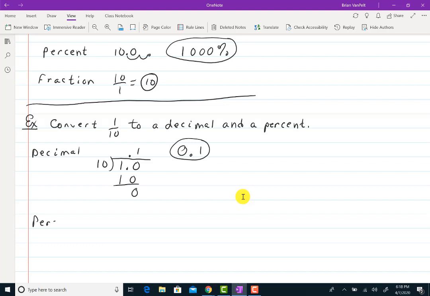Now, as a percent, we take the decimal and move it to the right 2 places. So it looks like I'm going to have a 1 with a 0 behind it, and I'll get 10%.